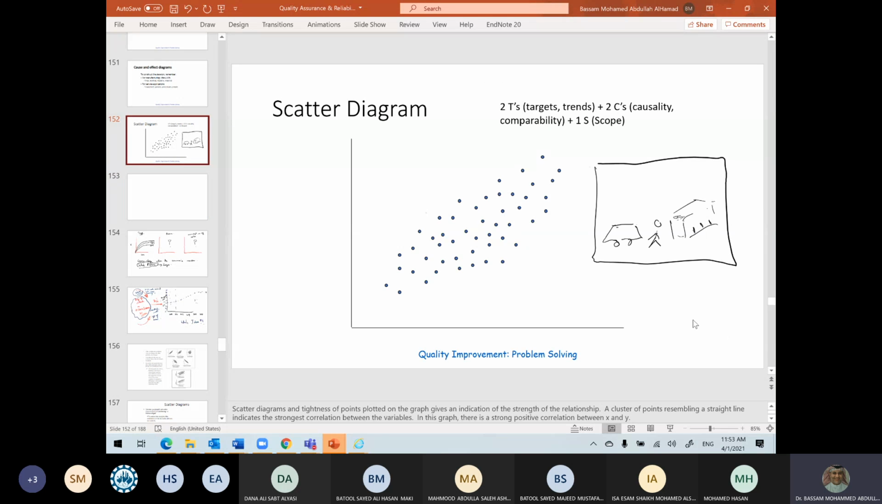The last part is the scope. I already passed 3 minutes. The last part is the scope. It means, what is the limit of your diagram? Are you talking about the profit only, or are you talking about more than the profit? Are you talking about the environment as well? So what is your scope?